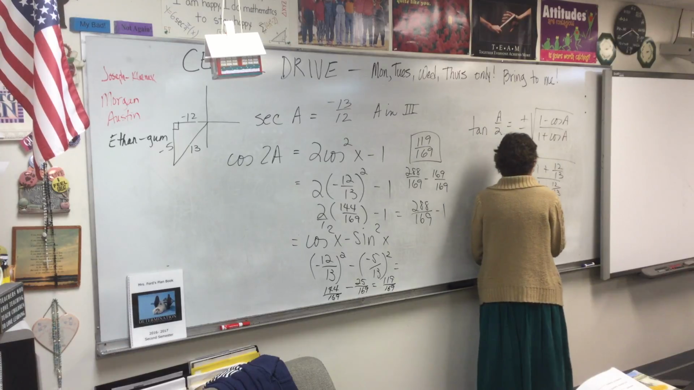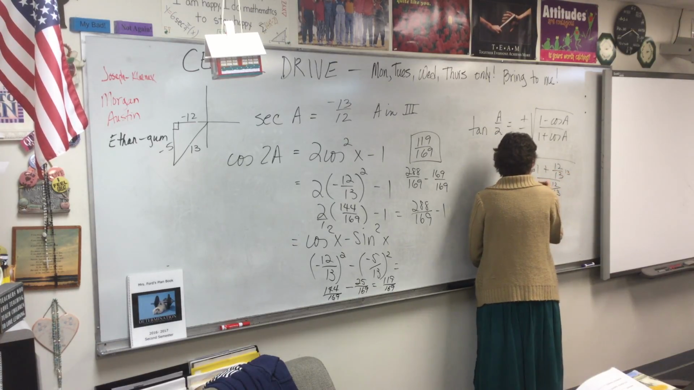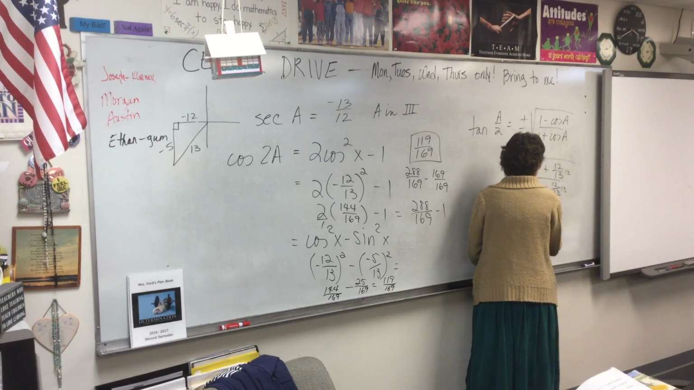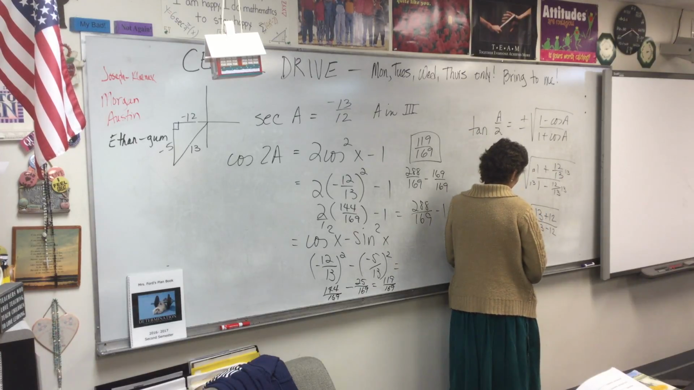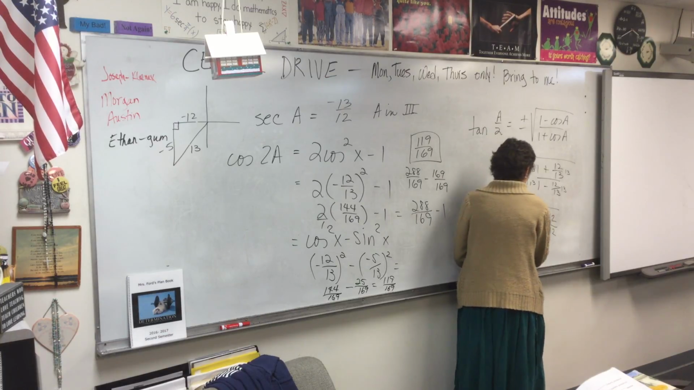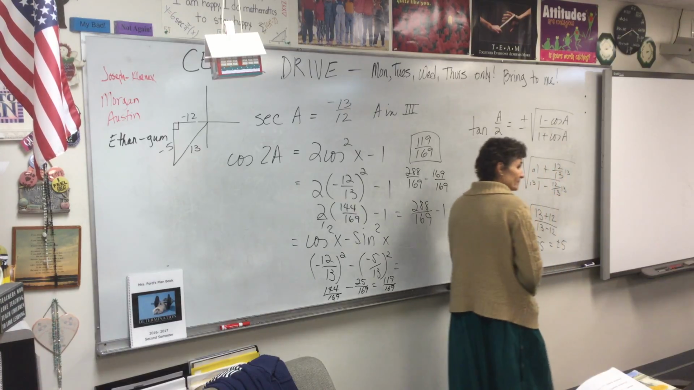Alright, so I'm going to multiply everything by 13. Again, you can do whatever you want, as long as you get it cleaned up. So I get 13 plus 12 over 13 minus 12. Oh my gosh, what is that? That's just 25, isn't it? So my answer is plus or minus 5?